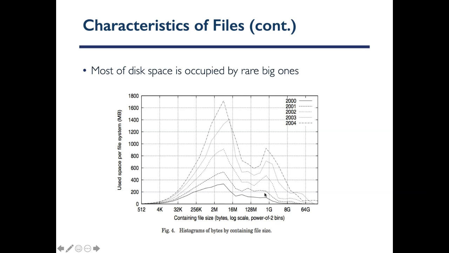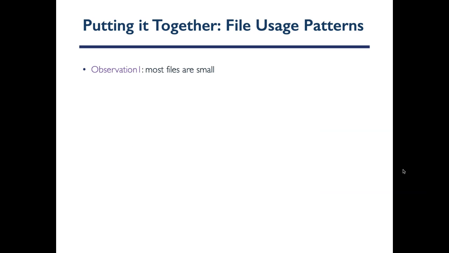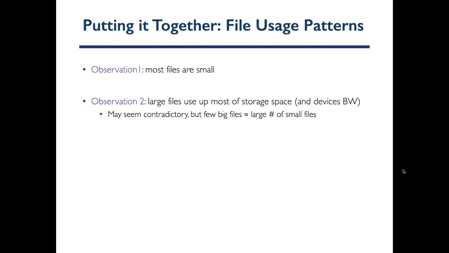And again, this is also moving. If somebody does this study now, you will probably see these peaks continue to shift towards bigger files, or you might actually see multiple peaks in this graph. It would be interesting if somebody does this study again. So putting it all together, we had two observations. One, most of our files are small. Second, large files actually use most of our storage space. And this shouldn't be counterintuitive because of the nature of this too.